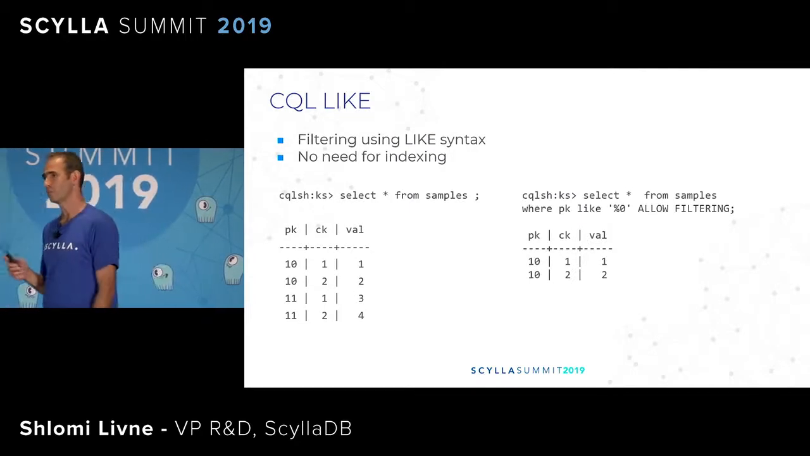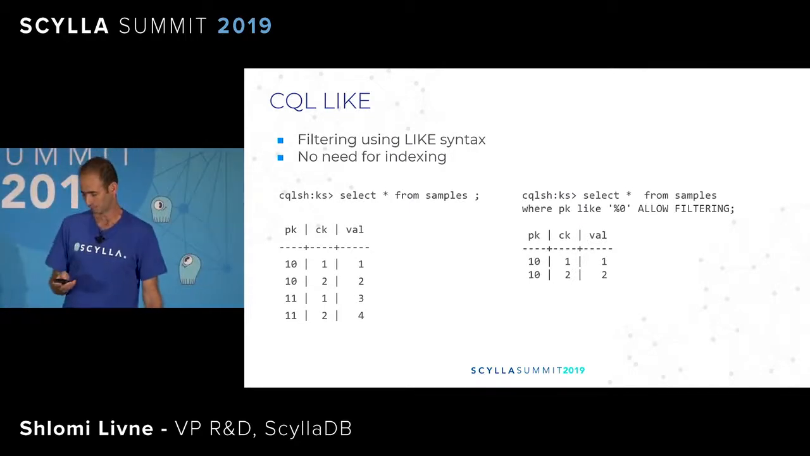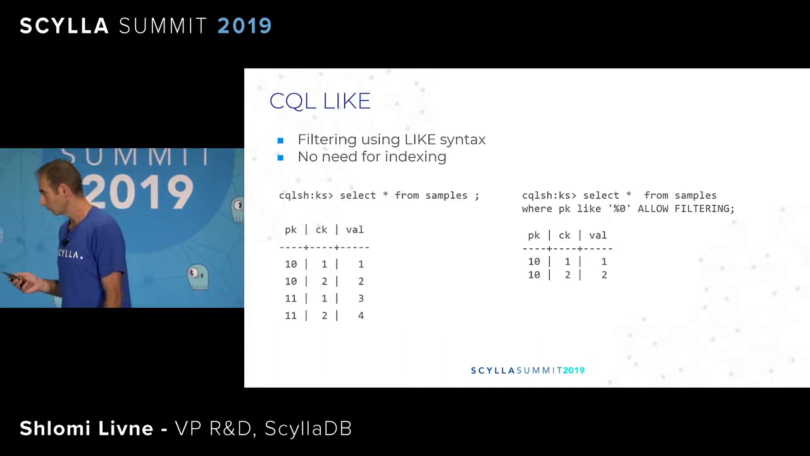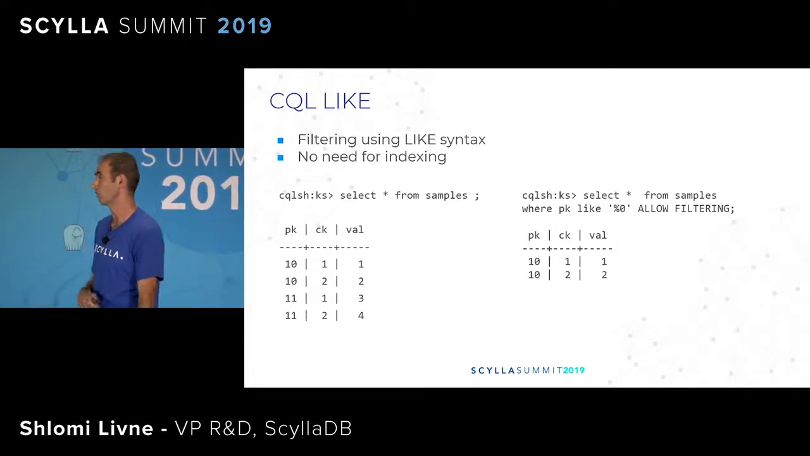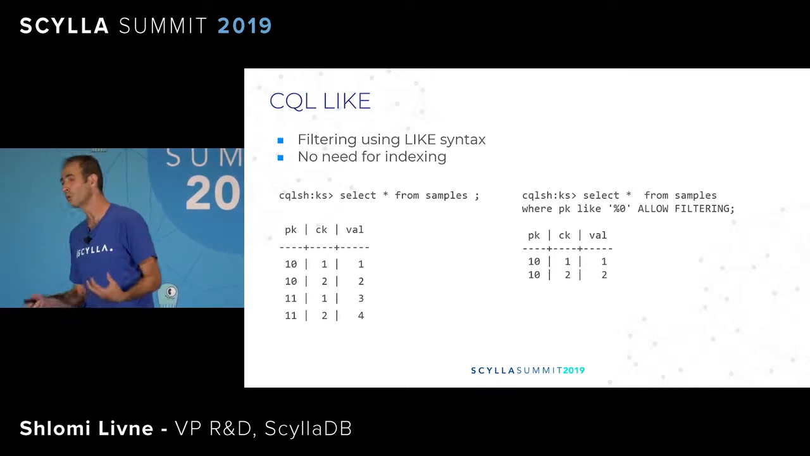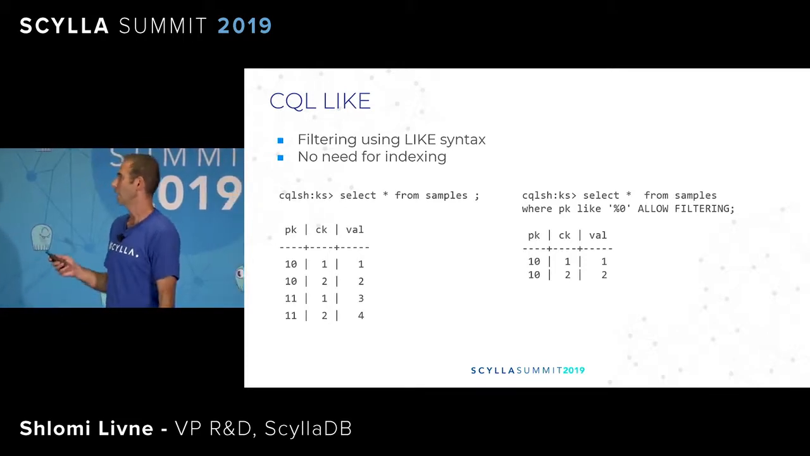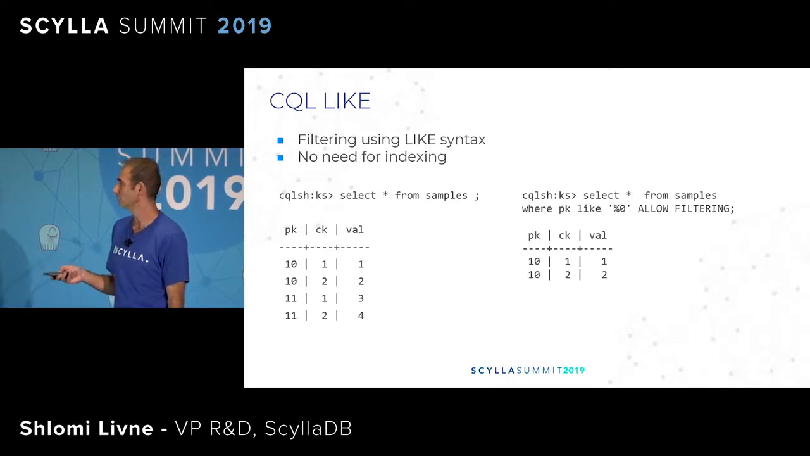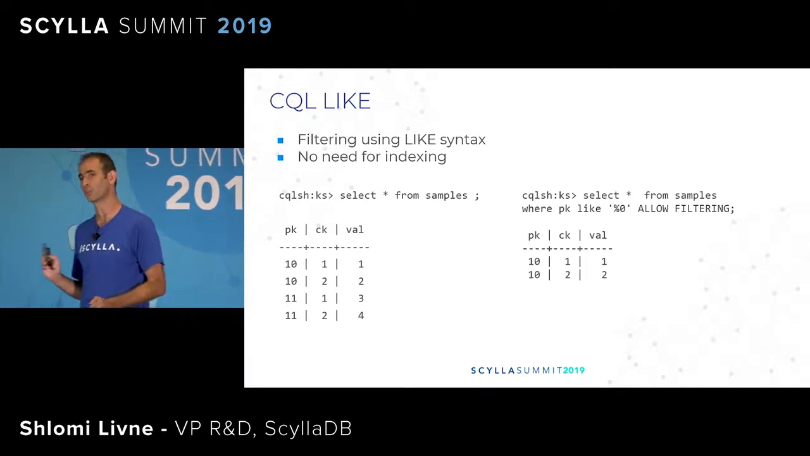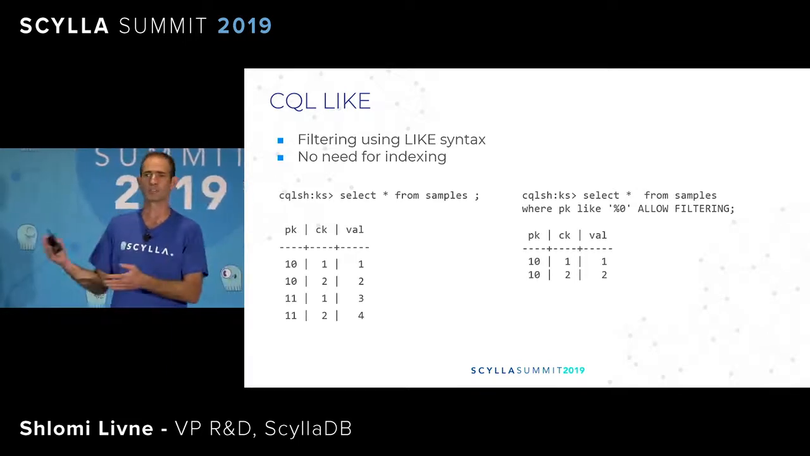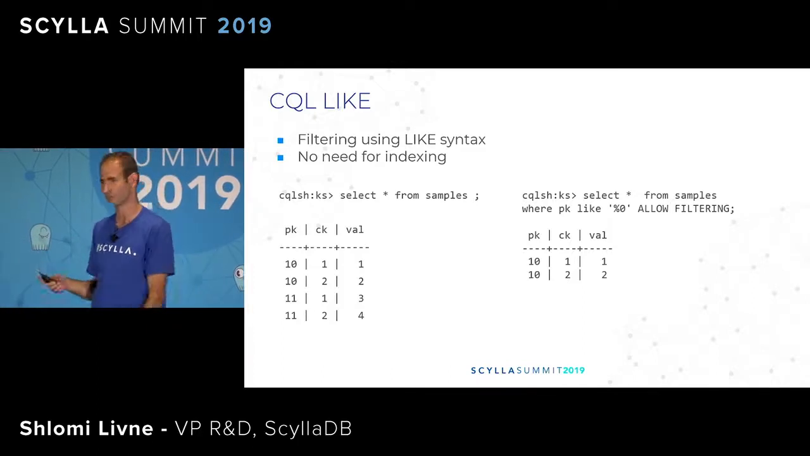I haven't shown this, but we also added LIKE. And LIKE is different than what is available in Cassandra. It's only on the coordinator node. There's no need to add any indexing. And if the primary key is a text field, like I have it set up, then doing this query will allow you to find all the partitions that have a suffix with 0 and are 2 letters.